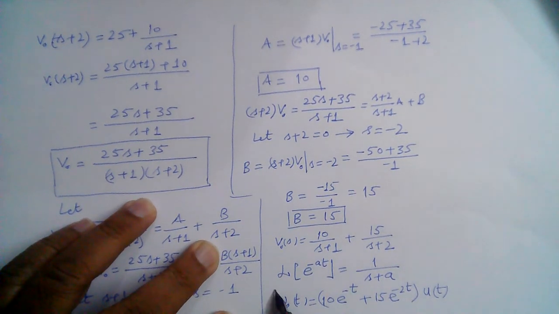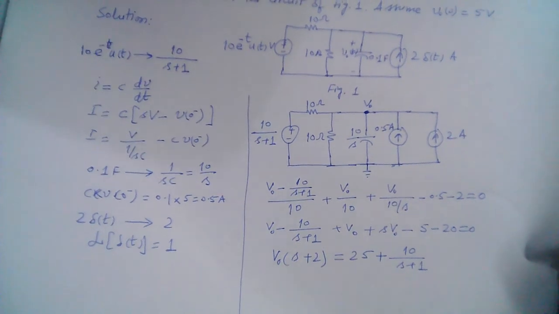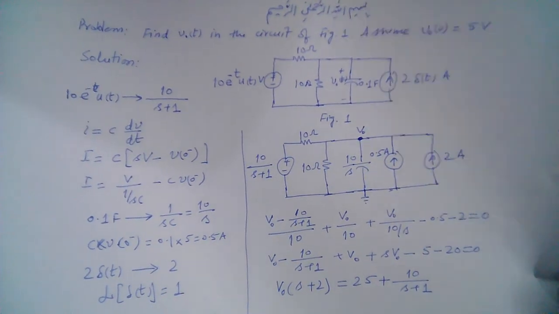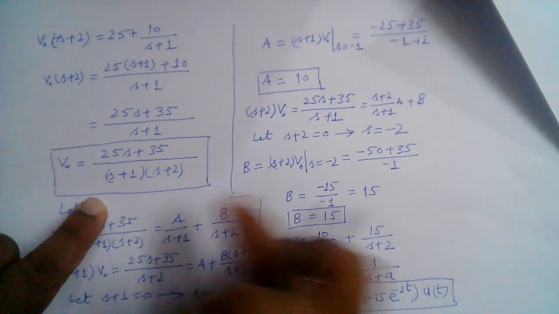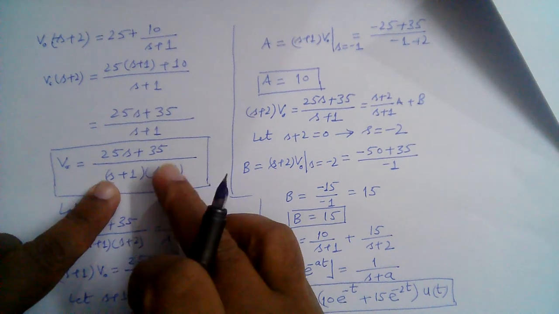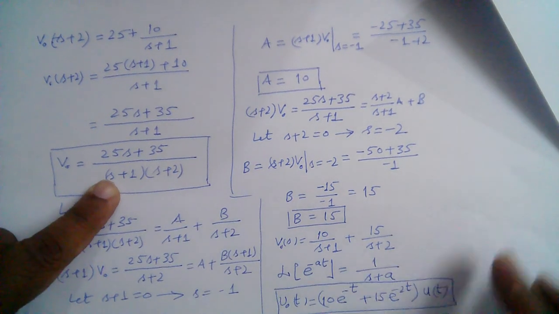So this is the response of the circuit, the expression for V naught of t in the time domain. We first transformed the circuit into the frequency domain and solved the circuit using algebraic manipulations instead of integro-differential equations. Then, when we found the value of V naught in the frequency domain, we used the inverse Laplace transform technique to find the response in the time domain.